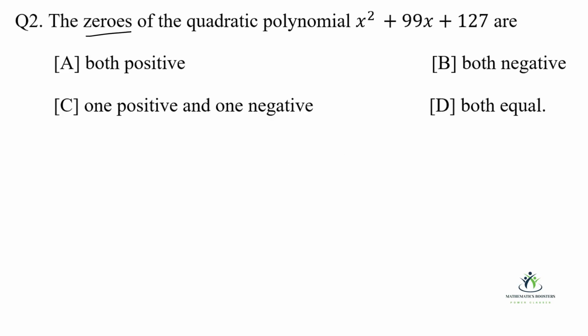Next, zeros of the quadratic. Zero means when we substitute the value here, it will give 0 as a result, and those are its solutions. Now what is the sum here? Sum is positive 99 and product is positive 127.